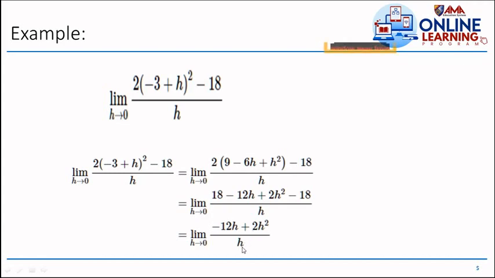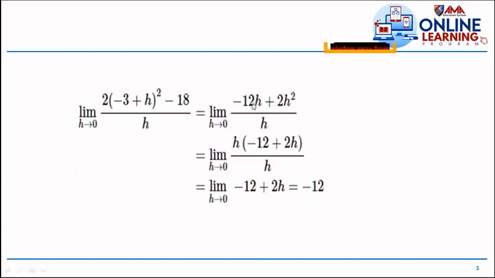Okay na? Pwede nang isunod? Opo sir. Ito na siya, no? Negative 12h plus 2h squared. So, pwede pa rin factor ito. Common factor nila is h, no? So, h multiplied by negative 12 plus 2h. h times negative 12, negative 12h. h by 2h, 2h squared. So, yung h sa denominator, magka-cancel na. Ang natira, negative 12 plus 2h.